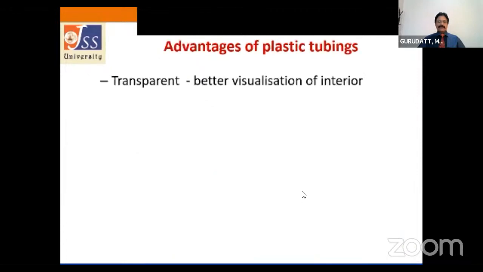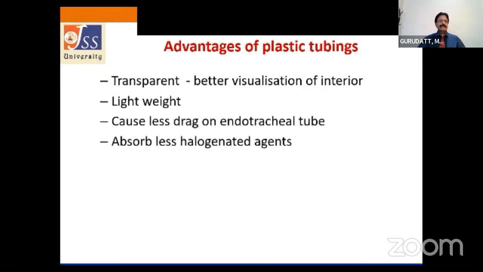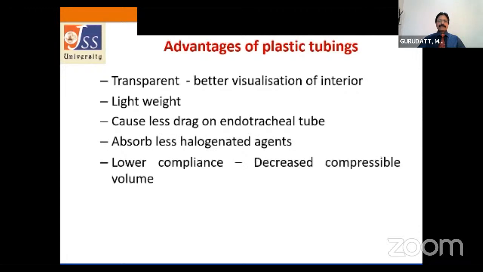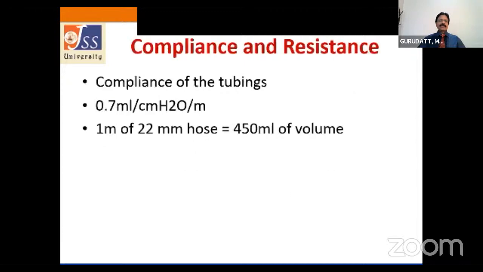One thing is, these tubes are transparent, so there is better visualization of the interior. They are very lightweight, so they don't drag on the endotracheal tube. And the other thing is they absorb less halogenated agents, because the absorption is minimal. Because of their lower compliance, a decreased compressible volume will be there. So wastage of gases just to distend the tubings is also prevented. So what is the compliance of these plastic tubes? They are very low compliant tubes.